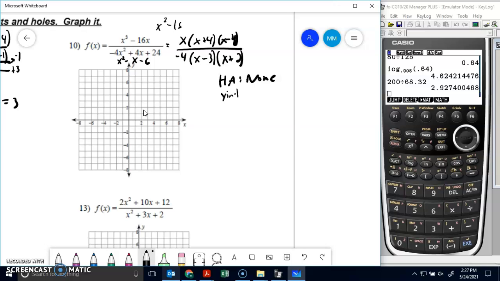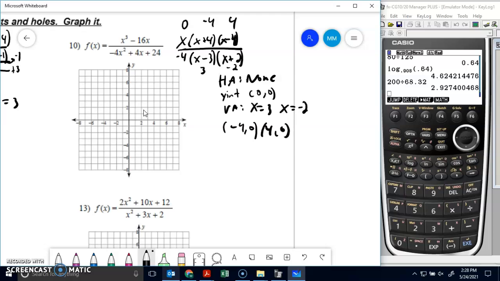There's a y-intercept, that's 0, comma 0. Again, that's 0 over 24. There's space here. Now the zeros. The numerator zeros are 0, negative 4, and positive 4. And the denominator zeros are 3 and negative 2. And the vertical asymptotes are x equals 3 and x equals negative 2. The x-intercepts already have 0, 0, with negative 4, comma 0 and positive 4, comma 0.